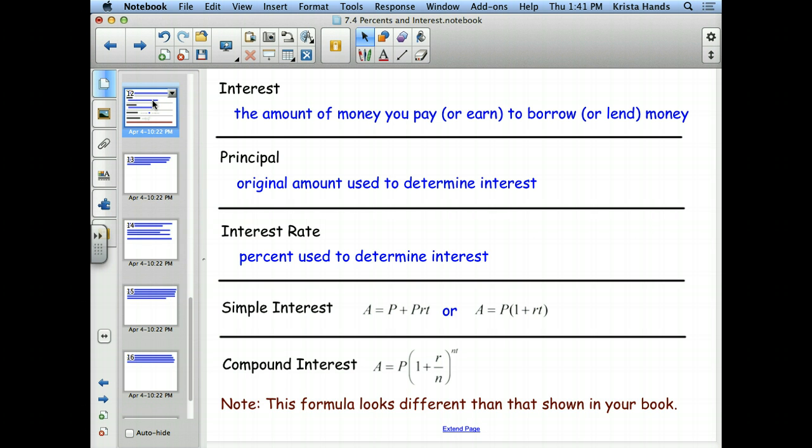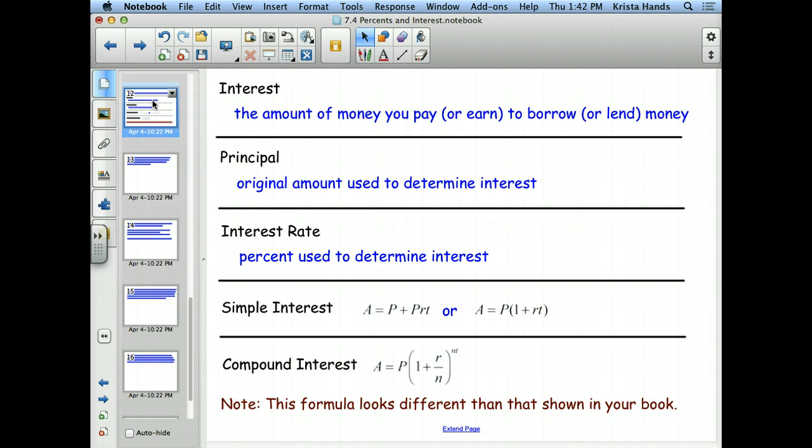So principal is the original amount that you use to determine the interest. It's the original amount of money you put into the account, or the original amount of money that you borrowed from the car dealership or whatever. Okay, so that's what the principal is. Interest rate is the percent that you use to determine the interest. And then there are two practical ways to calculate interest. One is simple interest, and one is compound interest.